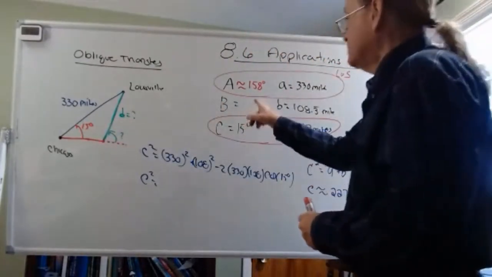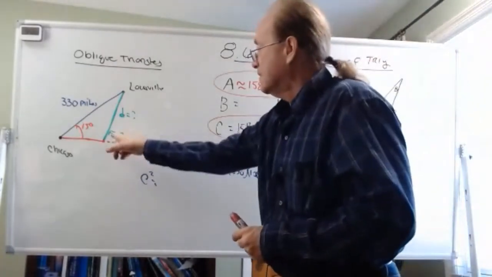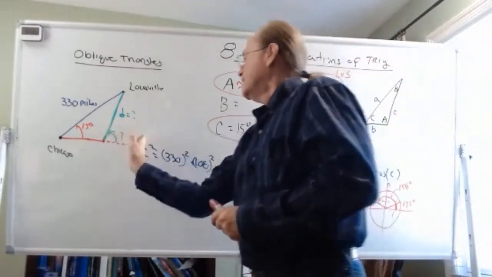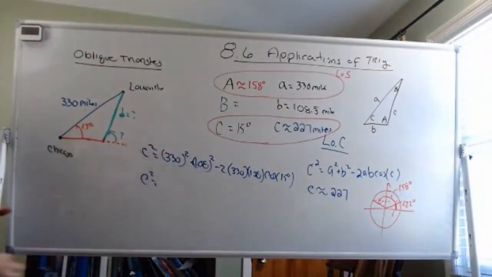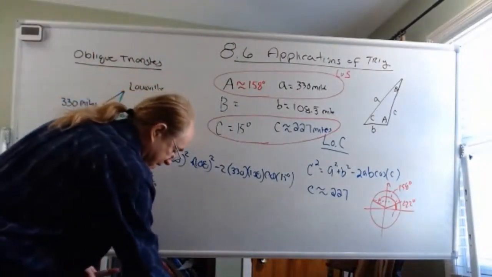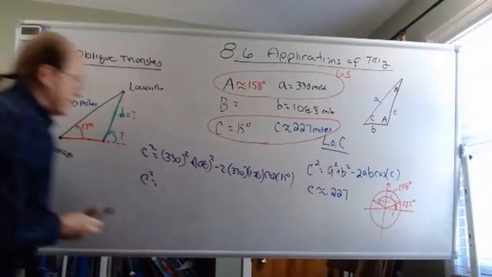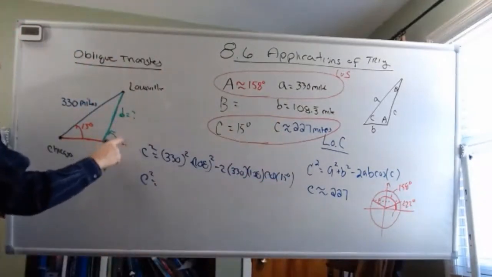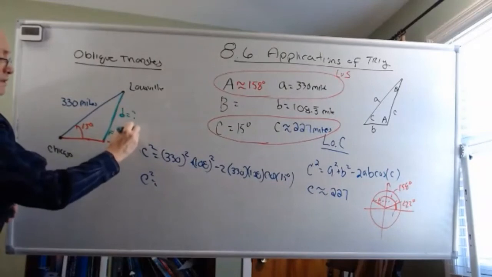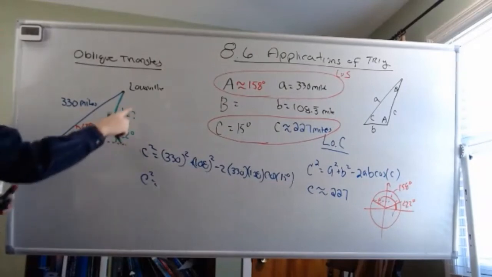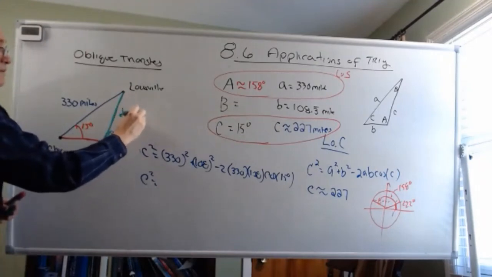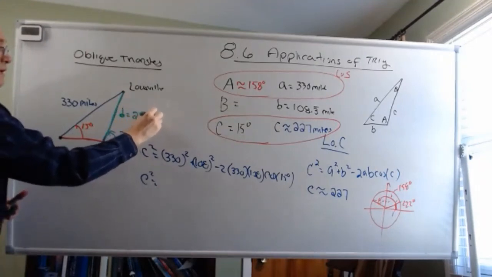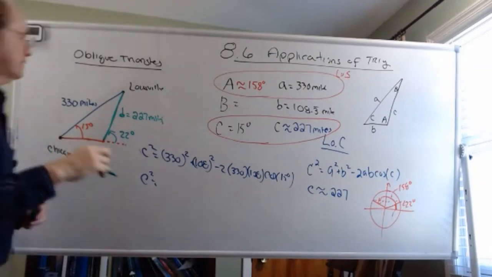What we got here is an estimate for this angle here, because that's 158. So now you have to go 22 degrees this direction. So that's my answer over here: I'll have to shift 22 degrees. And the distance I now have to travel is 227 miles. So I'm a little bit off course.